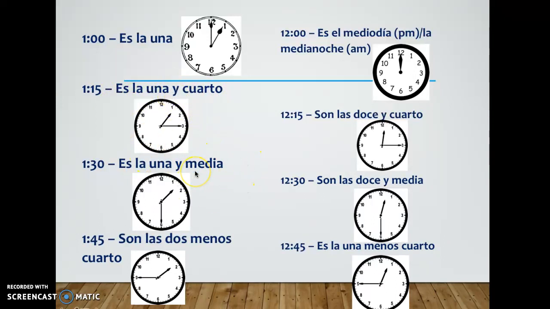Half an hour is media. And once you get to half an hour, you actually jump forward to the next hour and you count backwards. So you're saying if it's 1:45, it is 15 till 2 or a quarter till 2. So here you're saying son las 2 menos cuarto. It is 2 o'clock minus 15 minutes or a quarter. Okay. Some more words you might need to know. Noon is mediodía and nighttime is noche. Midnight is medianoche.